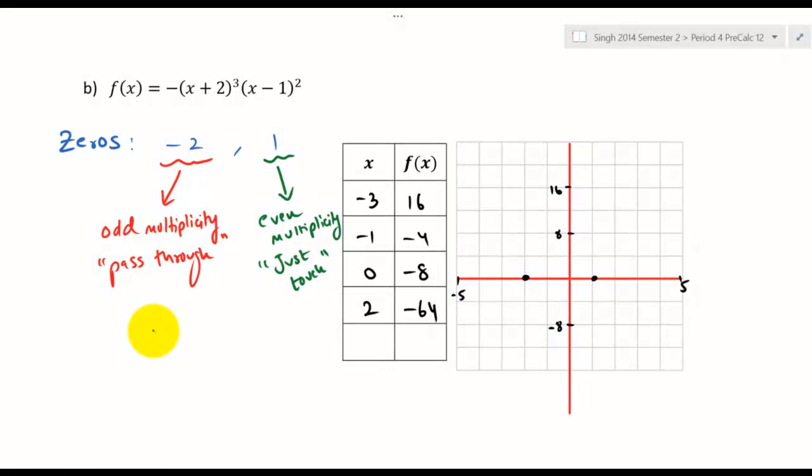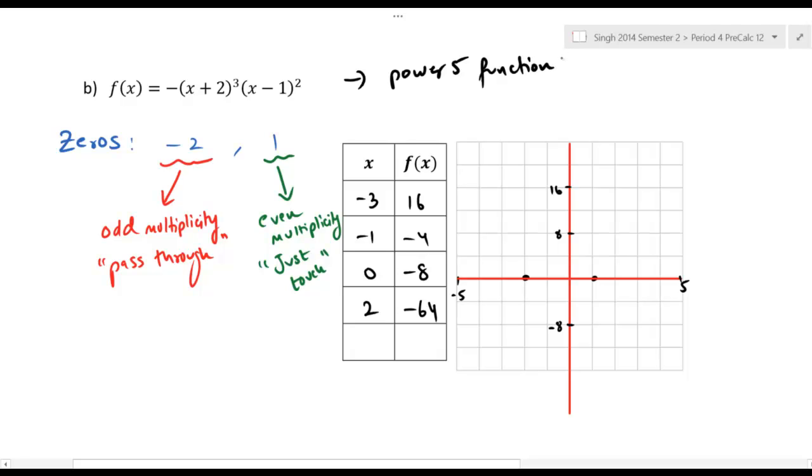Once you've had a chance to try it, this is what you'll end up with. You'll get that the 2 zeros are -2 and +1. The -2 has a multiplicity of 3, so it's going to be passing through. It's odd multiplicity. The +1 has an even multiplicity. It's going to be just touching. We know this is going to be a quintic function, power 5.